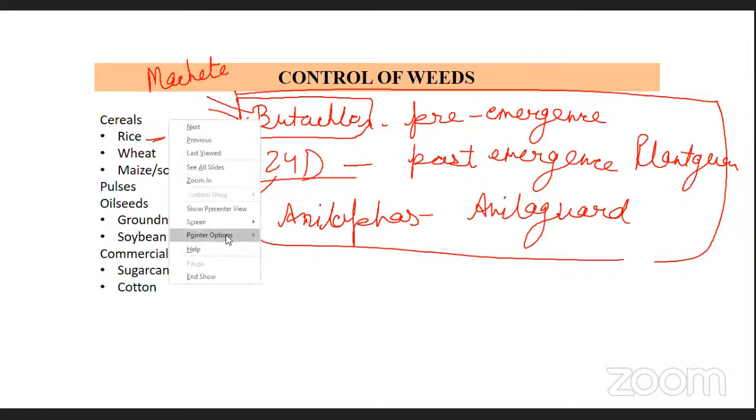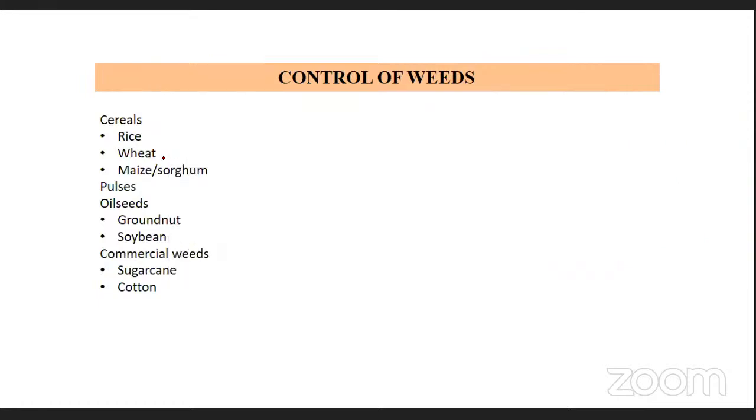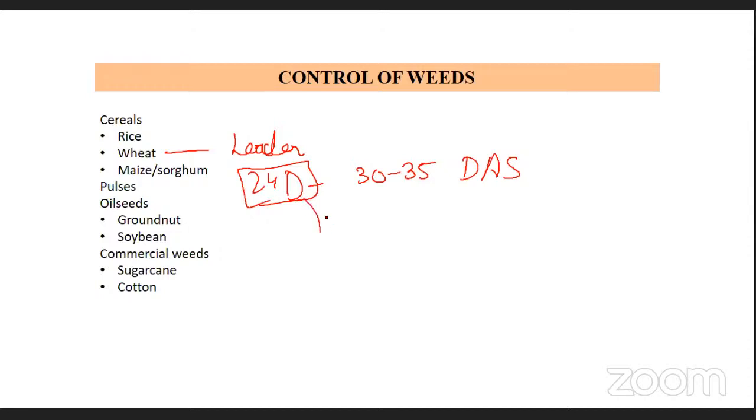Then in wheat, I told you that sulfosulfuron is usually used, and the trade name of sulfosulfuron is Leader, and 2,4-D is also used in the wheat. This 2,4-D is usually applied 30 to 35 days after sowing, because it's used as a post-emergence. One more important thing is that this 2,4-D is not applied to cotton, chickpea, and mustard.